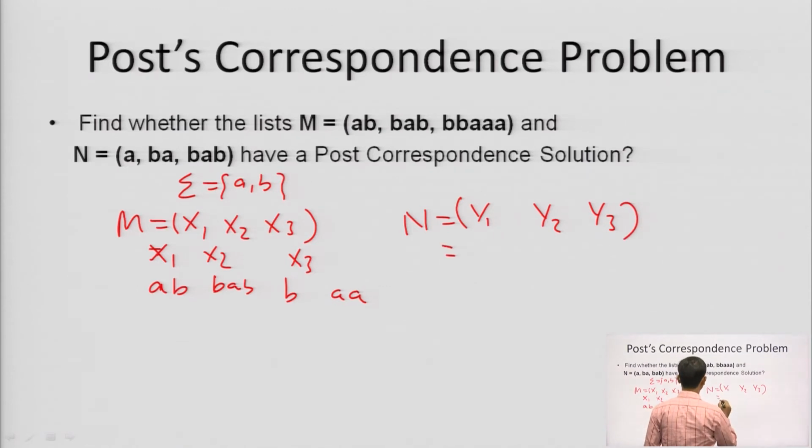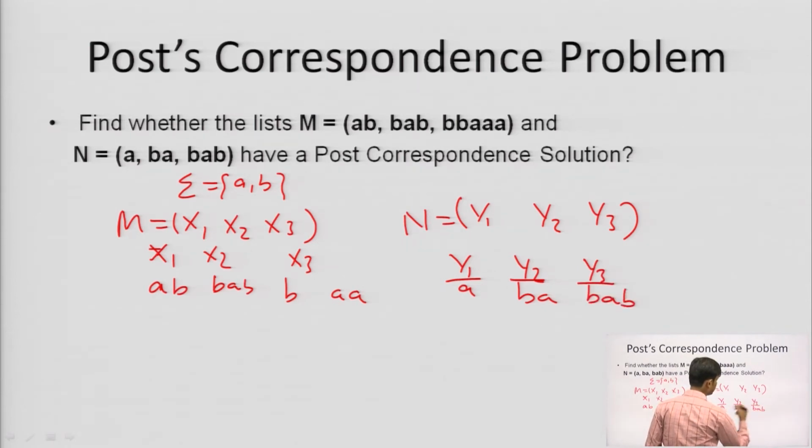Here x1 is AAB, x2 is BAB, and x3 is BBAA. Now y1 is A, y2 is BA, y3 is BAB. So here it is given y1 y2 y3. So could we find a solution? Is there any solution to this undecidable problem?